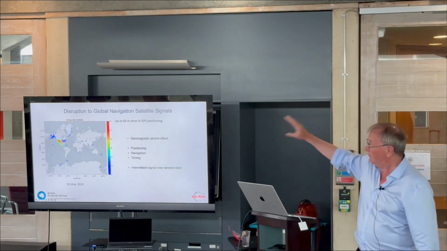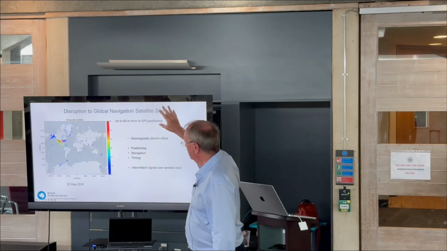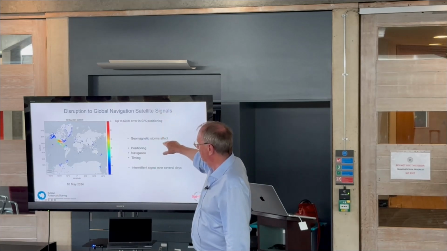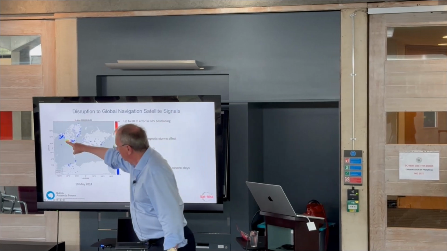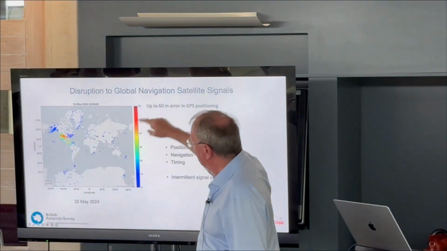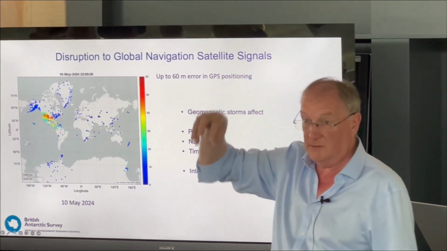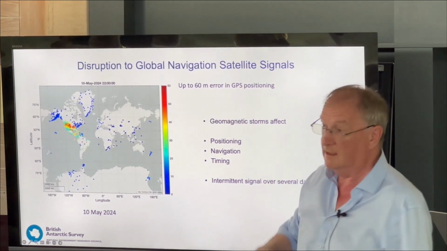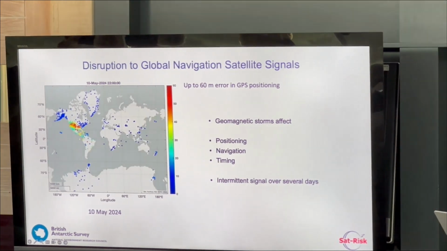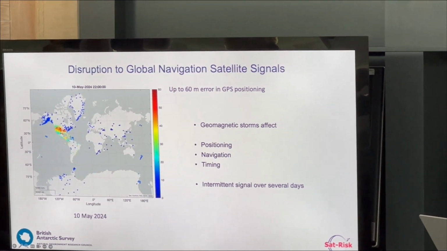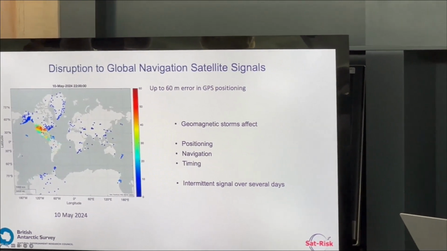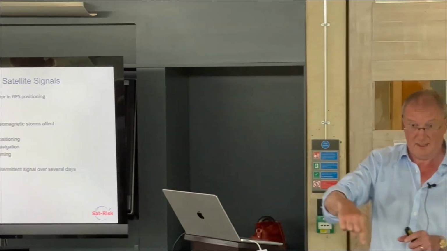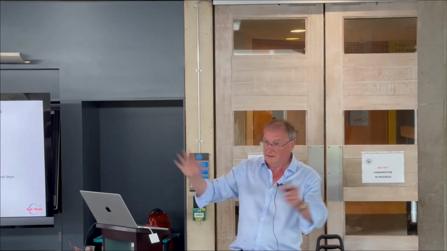Disruption to global navigation signals. This is another plot I've taken from the May storm, at the height of the storm over America. You can see the red hashes here. This is where the GPS, which gives you position information, had errors of up to about 60 meters in your location. That caused problems for farmers, because they need centimetre accuracy to plant all their seeds and fertilise everything. You might have heard that in the news. It was completely disrupted for a couple of days.